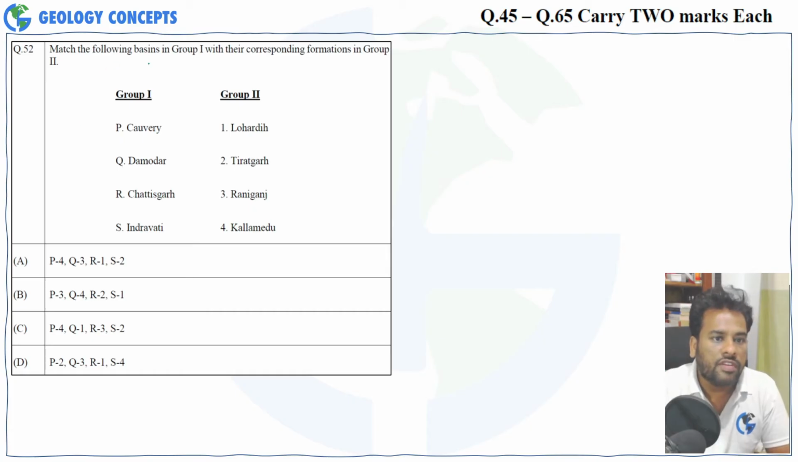Okay, match the following basins. For Kaveri it is Kalamedu, Damodar it is Raniganj, so P4, Q3, Chhattisgarh it is Lohadi, and Indravati it is Tiratgarh. So A will be the correct option.